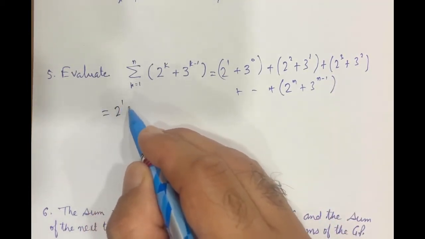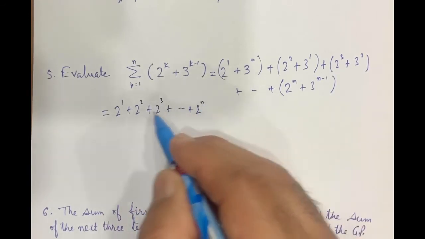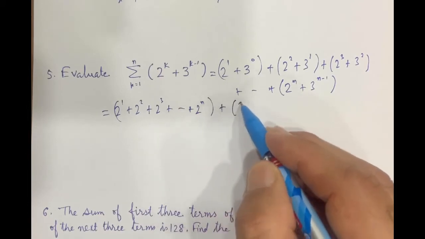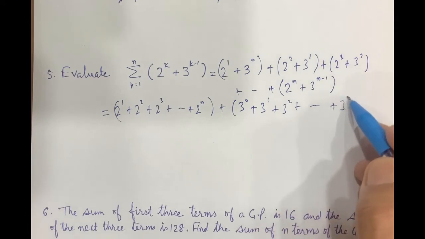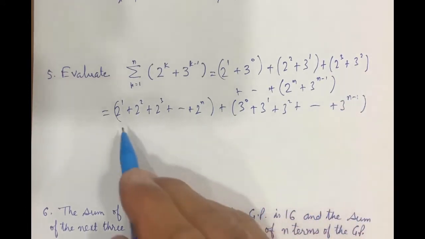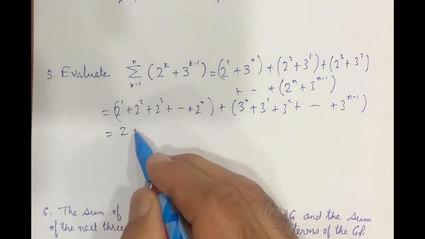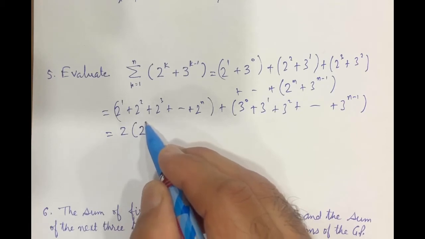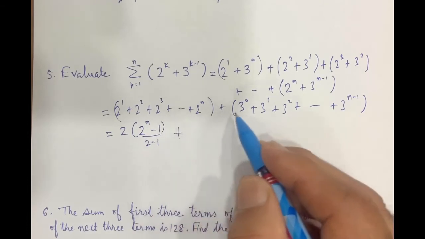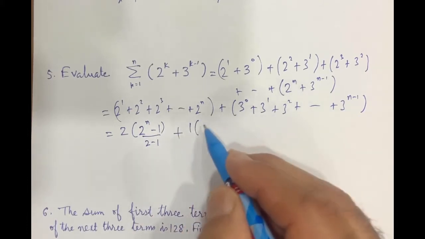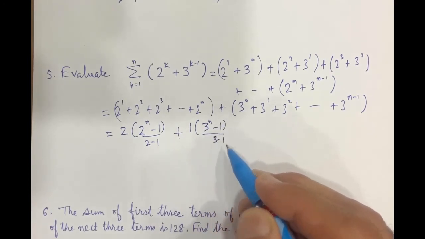This is 2 raised per 1 plus 2 square plus 2 cube and so on plus 2 raised per n, and plus 3 raised per 0, 3 raised per 1, 3 raised per 2 and so on up to 3 raised per n minus 1. So we have two different GPs. We can find sum of n terms of each. First term is 2, common ratio is 2, so sum is 2 raised per n minus 1 upon 2 minus 1. First term is 3 raised per 0, that is 1. Common ratio is 3, so sum is 3 raised per n minus 1 divided by 3 minus 1.